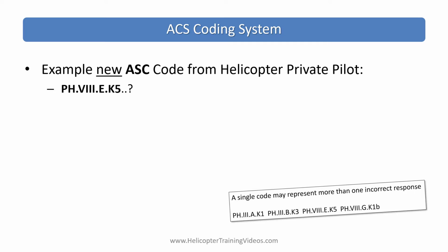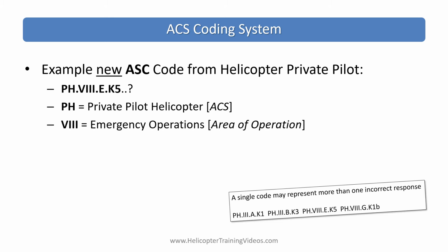PH.VIII.E.K5. What on earth does that mean? The first part is which ACS. So PH is private helicopter. The next section is the area of operation, in this case the emergency operations. Then the task, E, which is vortex ring state. That's right, you read vortex ring state, not settling with power. Seeing some progress here already.